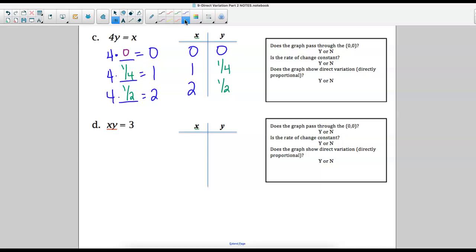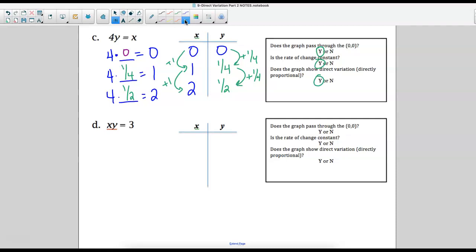Does it go through 0, 0? Is that point in the table? 0, 0? Yes. Is it constant? Okay, what is it going up by? It goes up by 1, up by 1/4. Up by 1, up by 1/4. Is it constant? Yes. So does it show direct variation? Yes, yes, and yes. Okay, if everything is yes, then it absolutely is.